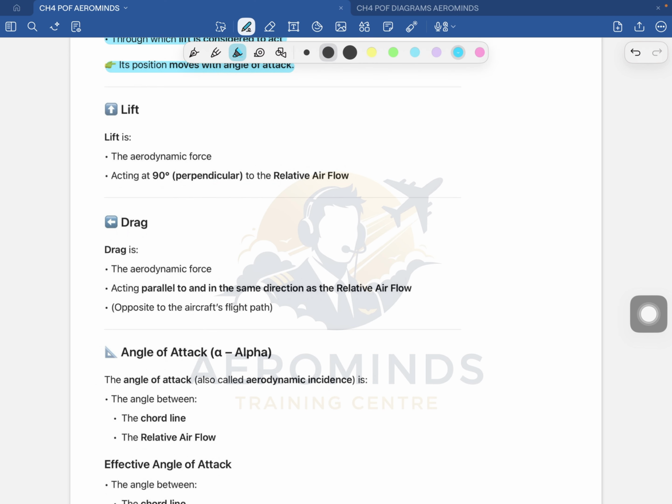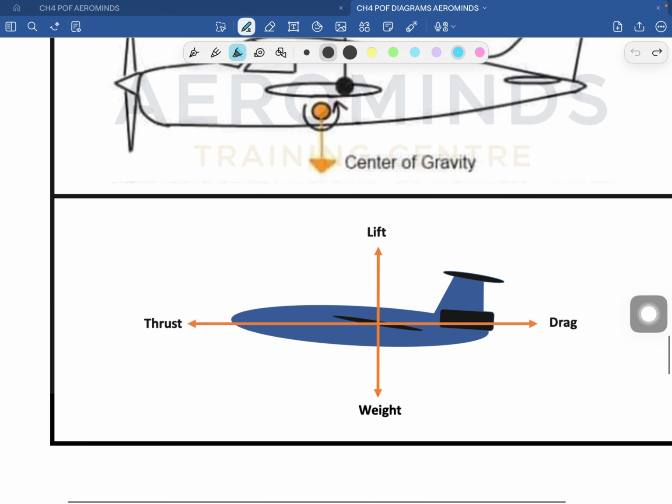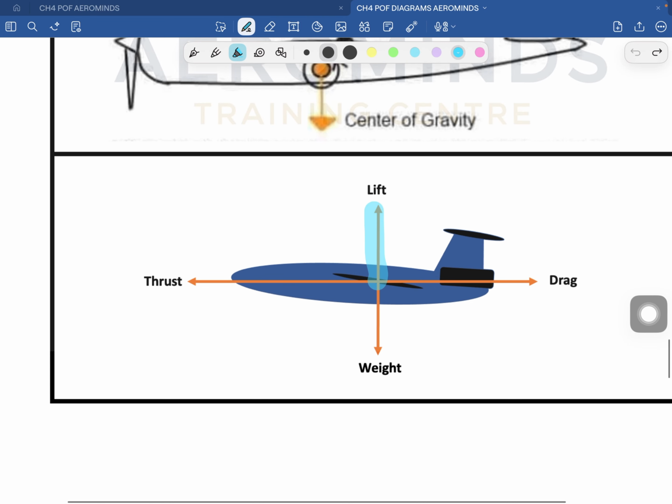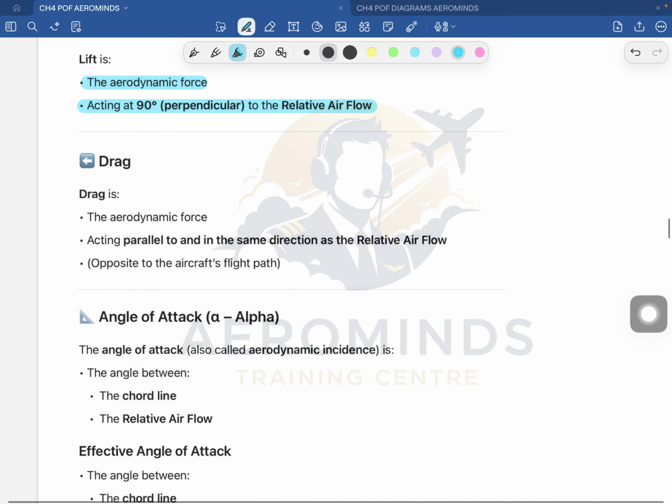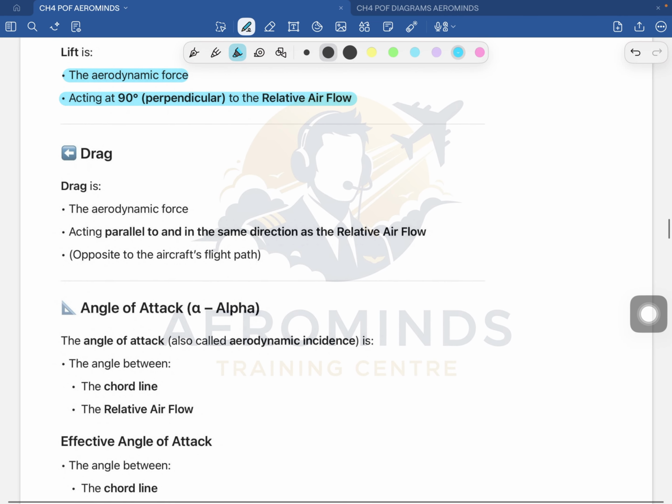I hope you guys got it. We'll also see a picture of this. So this is the lift. Got it? So remember, lift is the aerodynamic force that acts 90 degrees or perpendicular to the relative airflow. Okay, and it is used to balance the force of weight, which is the acceleration due to gravity, which causes the aircraft to lift off the runway. Okay, and fly. Now let us talk about the drag.